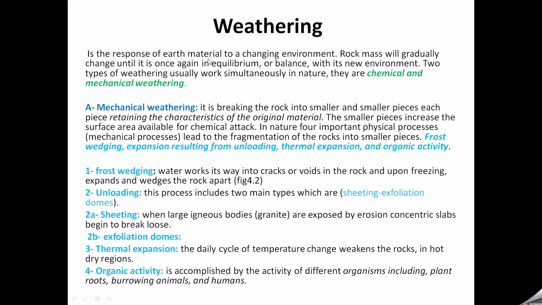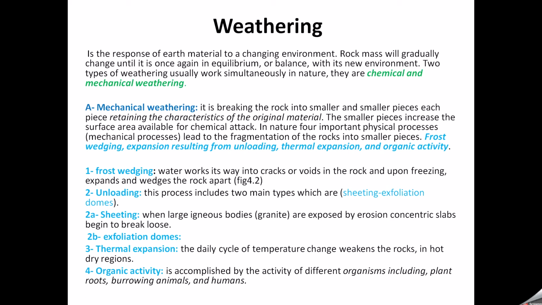Weathering. So let's see some literature. Weathering is the response of Earth's material to a changing environment. Rock mass will gradually change until it's once again in equilibrium or balance with the new environment. And we have two types of weathering that usually work simultaneously in nature: chemical and mechanical weathering. So weathering has two types, mechanical and chemical.